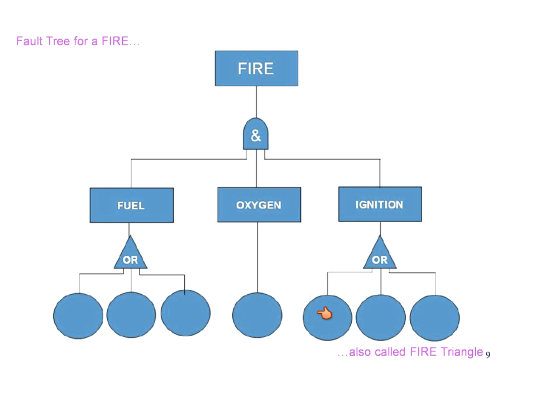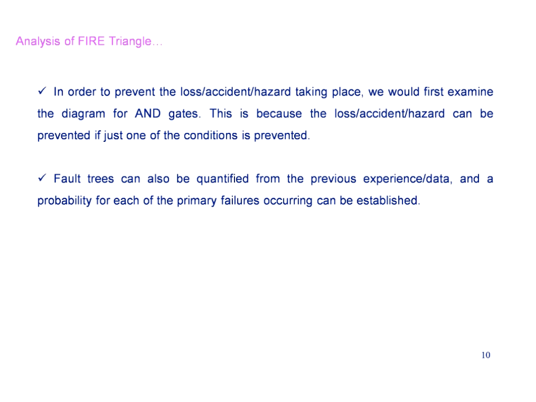And if we talk about ignition, ignition may be because of flames, because of spark, or because of some misuse. There may be some flames, ignitions. So here also we use an OR gate. So OR gate is appearing below fuel and below ignition, because if any one is there, fuel will exist. Ignition also, if any one is there, ignition will exist. I'll show you this in the next diagram.